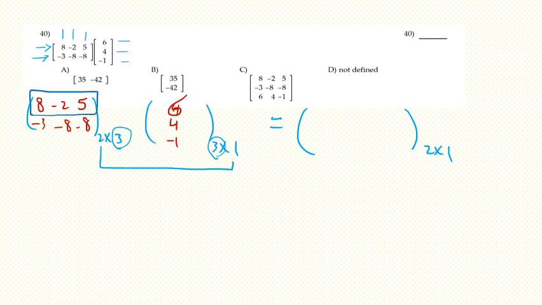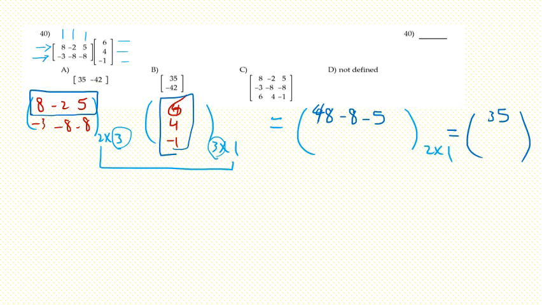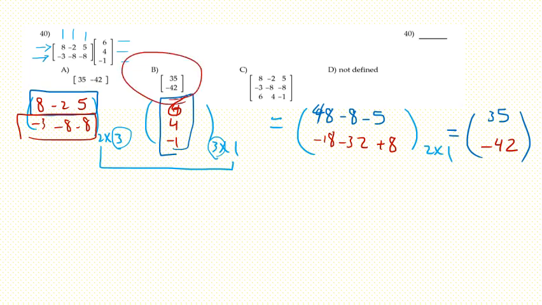So let's multiply it. This row by this column. So 8 multiplied by 6 is 48. Negative 2 by 4 is negative 8. 5 by negative 1 is negative 5. So it's equal to 40 minus 5, which is 35. Then I multiply the second row. Negative 3 by 6 is negative 18. Negative 8 by 4 is negative 32. Negative 8 times negative 1 is positive 8. Negative 18 and positive 8 is negative 10, and negative 32 is negative 42. So the right answer is B.